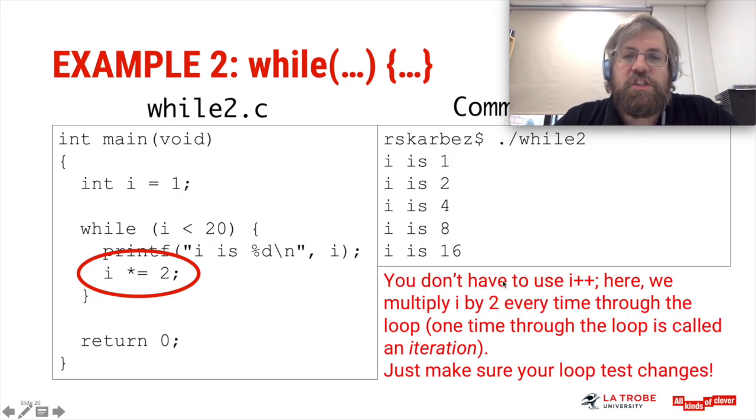So this is just an example to show that you don't have to use I++, right? Anything that changes I, changes your loop test every time through, can be fine, right? So for each iteration, your loop test should change. In this case, we're doing it by using the times equals compound assignment operator.